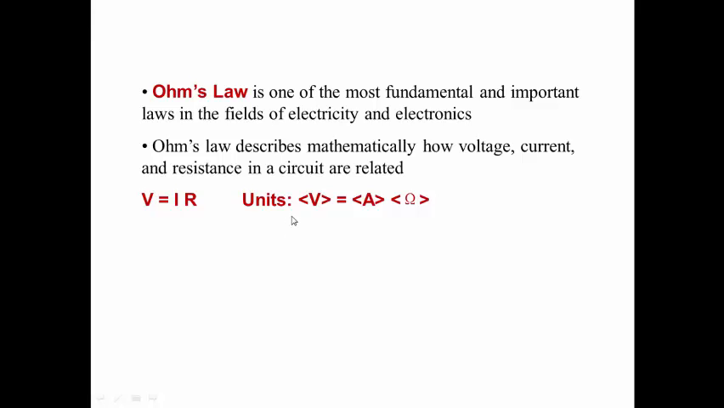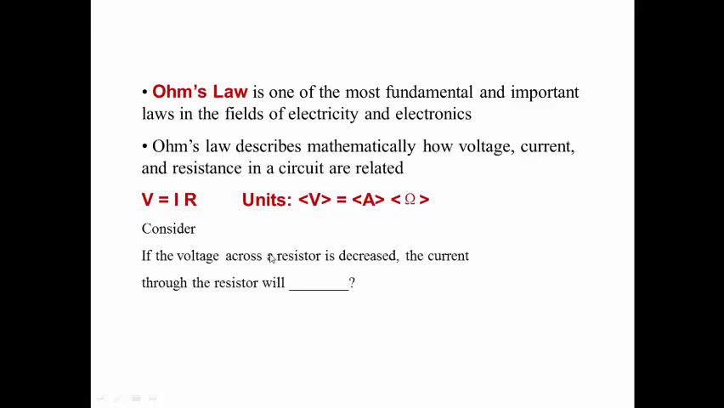So the unit of each variable over here: voltage has units of volts, current is amperes, and resistance is ohms. So let's consider if voltage across a resistor is decreased. Let's assume resistance does not change. Then the current through the resistor will... So voltage decreases and the resistance has no change. How about the current over here? Based on the linear relationship, current will also be decreased.